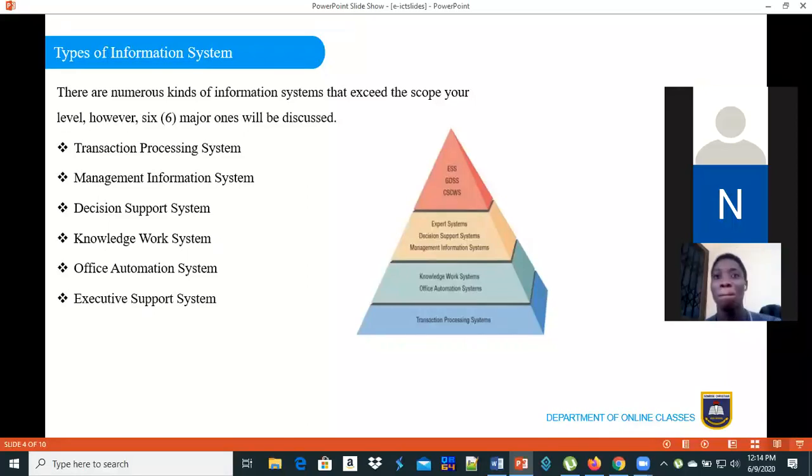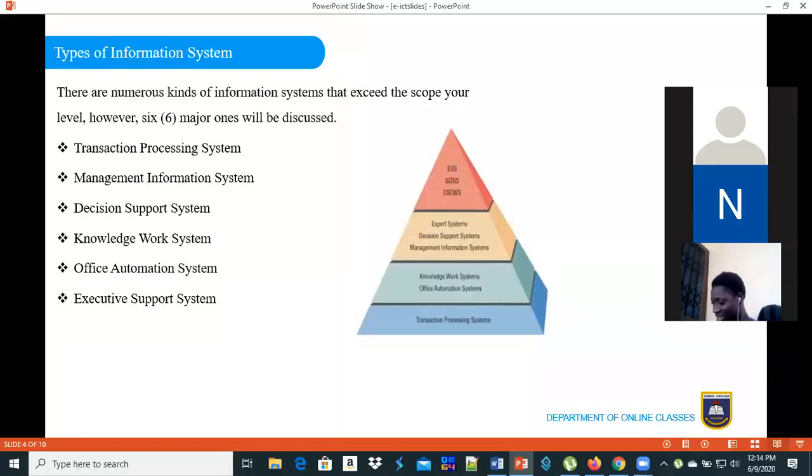We just finished looking at what an information system is. I'll make the slides available to you on Google Classroom so that you can take it from there, whatever you missed, you get to make it up. All right, so with the transaction processing system, the answers you've given so far are not far from the correct or the actual answers or what the system actually does.